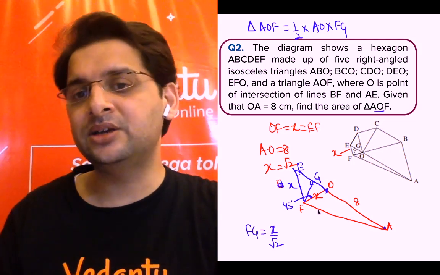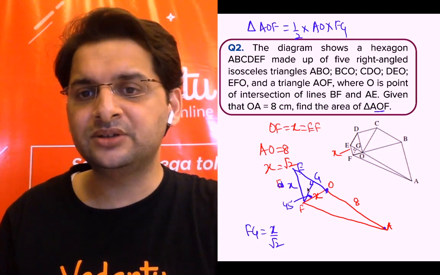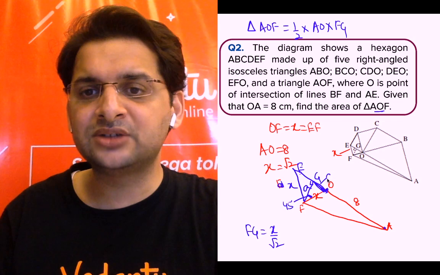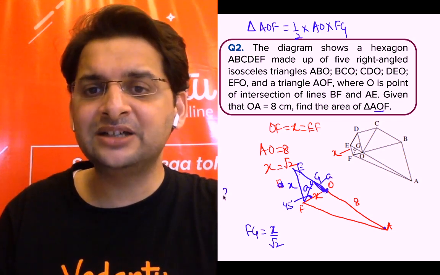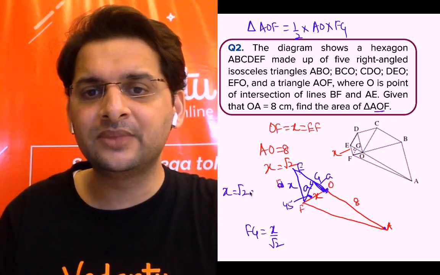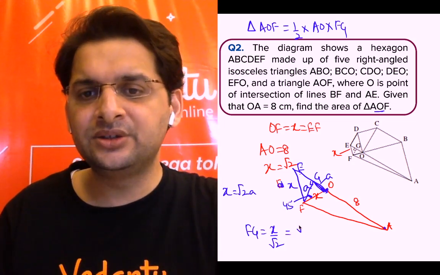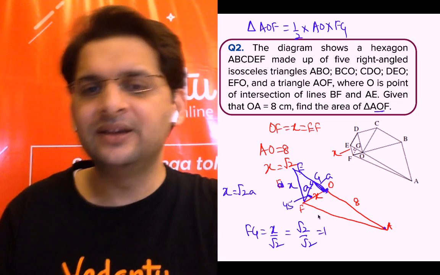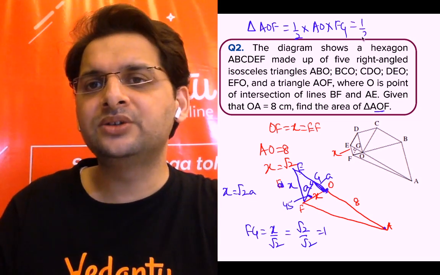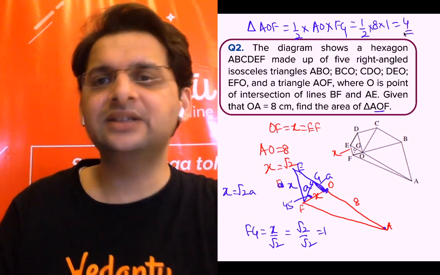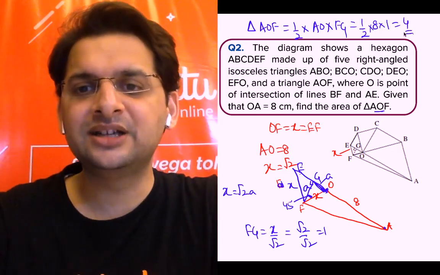And also using Pythagoras. So if this is, let's say, A, this will also be A because this is an isosceles right angle triangle. So in a similar fashion, can I say x is root 2A? So A is x by root 2. Exactly the same thing. So root 2 by root 2 is 1. So once FG came, the question is done. So half into 8 into 1. So the answer to this question is 4 centimeters square.